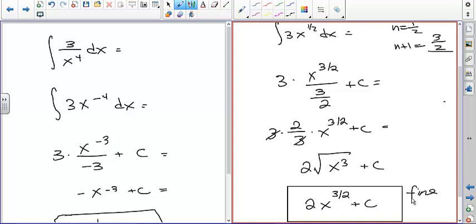The only time I want you to rewrite it in cube root or square root form is if it's to the 3rd power or the 1/2 power. If it's to the 2/3 power or the 3/2 power, you can just leave it as a fractional exponent.